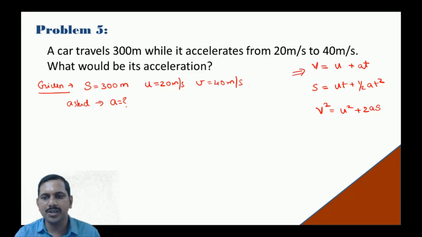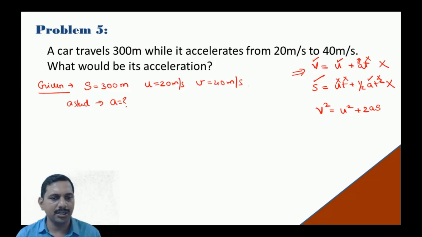Let us see the first equation. Is V given? Yes. U given? Yes. Acceleration? No, it is to be found out, so let us say there is a question mark here, and T is not given. So we cannot use this. Let us see the second one. S is given? Yes. U is given? No. T is given? No. Only acceleration is the unknown. So this we cannot use.